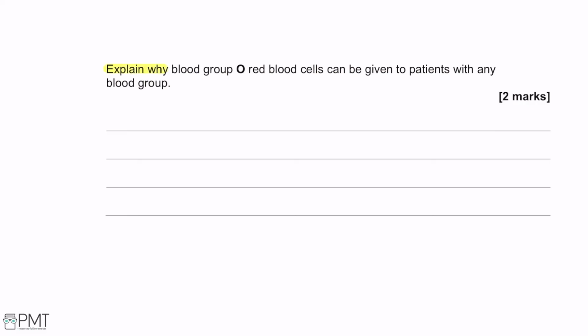Explain why blood group O red blood cells can be given to patients with any blood group, and this question is worth 2 marks. To go about answering this, you might want to have a look back at the chart from earlier.